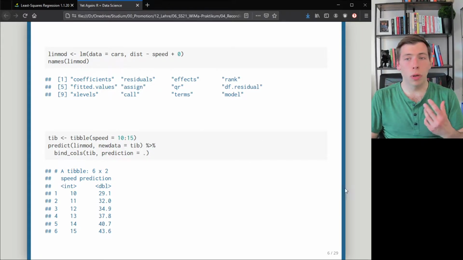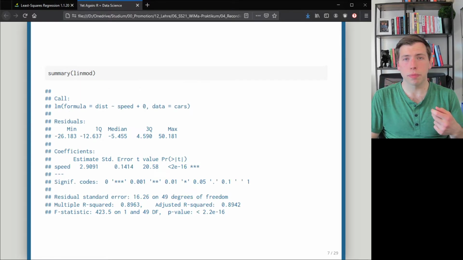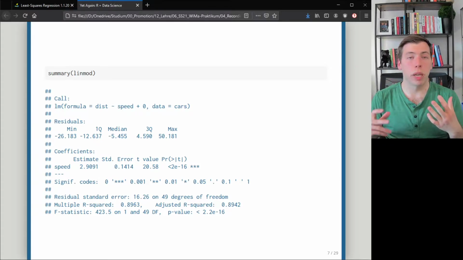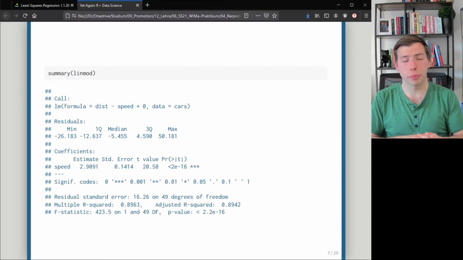Alright, what else can we get from this linear model? Of course we can use it for prediction, but I also want to maybe have more information. And with summary we can stick a linear model object in there, and we'll get even more information than we had before.